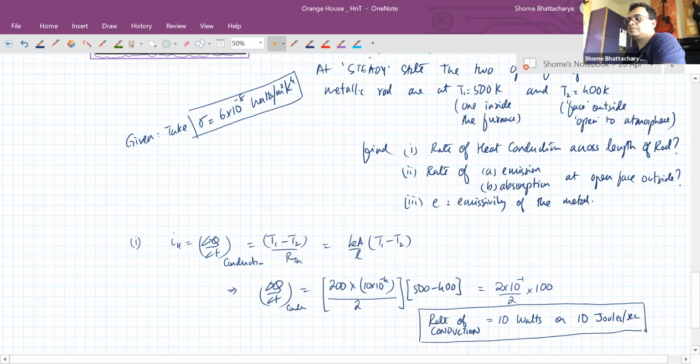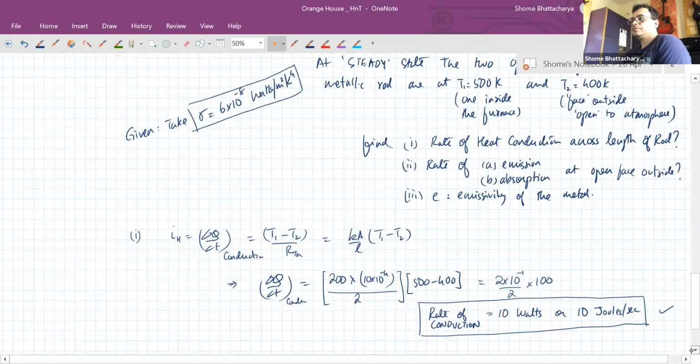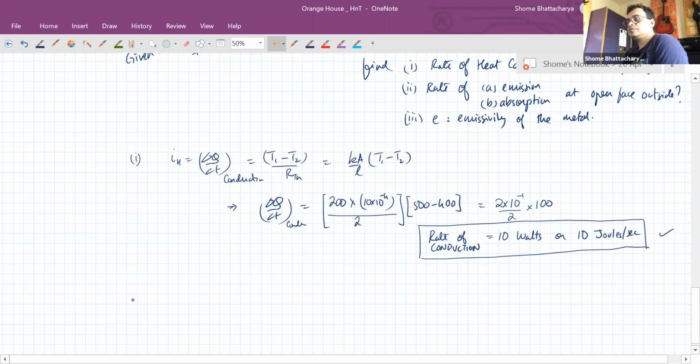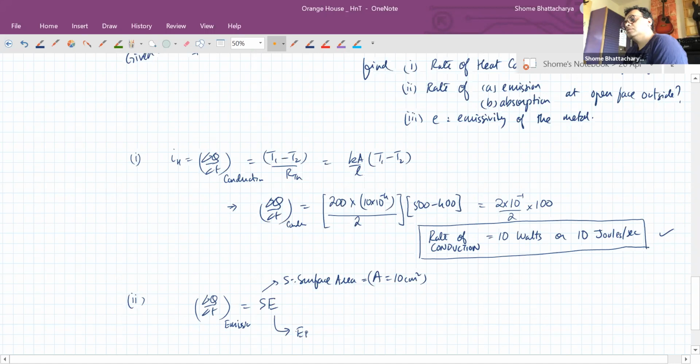Anyway, now let's come to the second part. So the rate of emission will be equal to surface area into emissive power, which is given to us as 10 centimeter square into emissive power, which is E into sigma into, in this case, T2 to the power 4, because the surface is at temperature T2, and that is equal to 400 Kelvin.